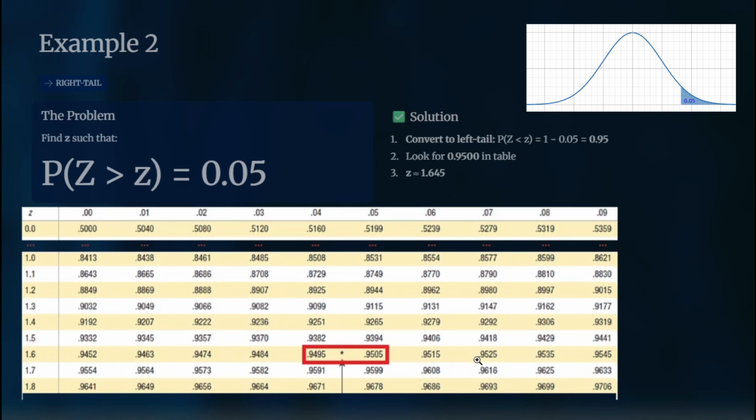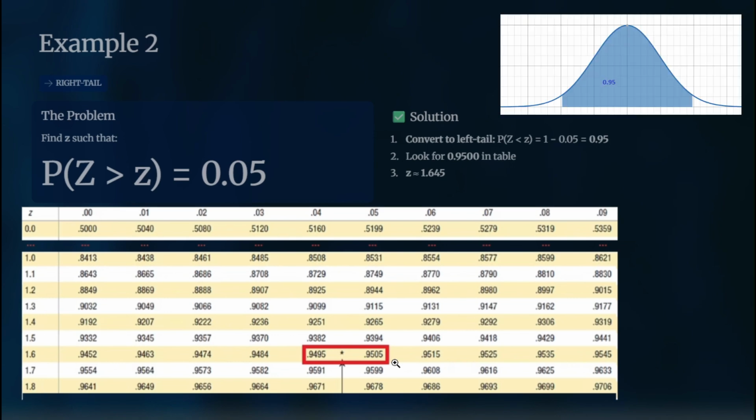We don't exactly have 0.95, but we have 0.9495 and 0.9505. And right in the middle will be the area of 0.95. So in this case, 1.64 corresponds to 0.9495, and 1.65 corresponds to the area of 0.9505. So we'll say that z is 1.645, right in the middle of 0.9495 and 0.9505. In other words, only 5% of values are above z equals 1.645.